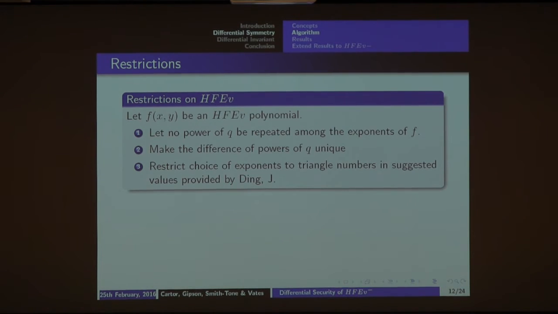So we give the following restrictions to our HFEv core map in order to allow our algorithm to actually analyze the information. Without these restrictions, it becomes much more complicated to analyze what is happening. These restrictions on our core map are: let no power of q be repeated among the exponents of f, make the differences of powers of q unique, and then restrict your choices of exponents to triangle numbers within suggested parameters provided by Dr. Jintai Ding with his GUI structure for HFEv minus.